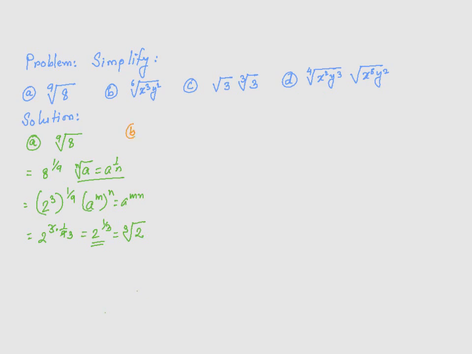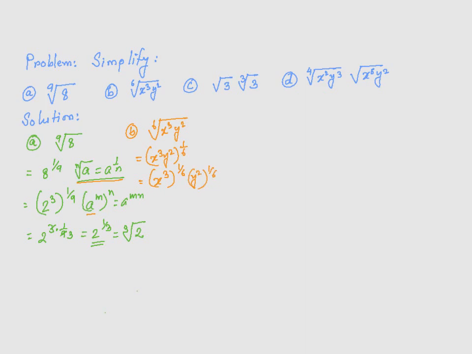Now let's do B. So B is going to be this, again, the 6th root of x cubed y squared. By definition, again this definition, I'm going to be rewriting this as x cubed y squared to the power 1 over 6, which is going to be further simplified to the following: x cubed to the power 1/6 times y squared to the power 1/6.